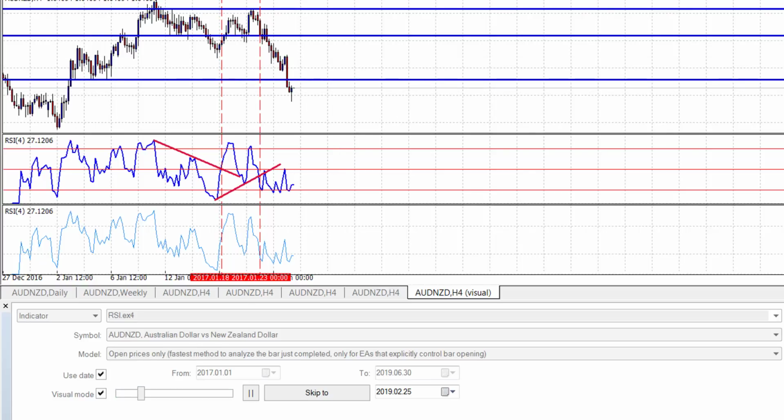We now start setting up for our next trade, and there's a potential one, and so on and so on. So when it violates, there we are. That's a potential trade.